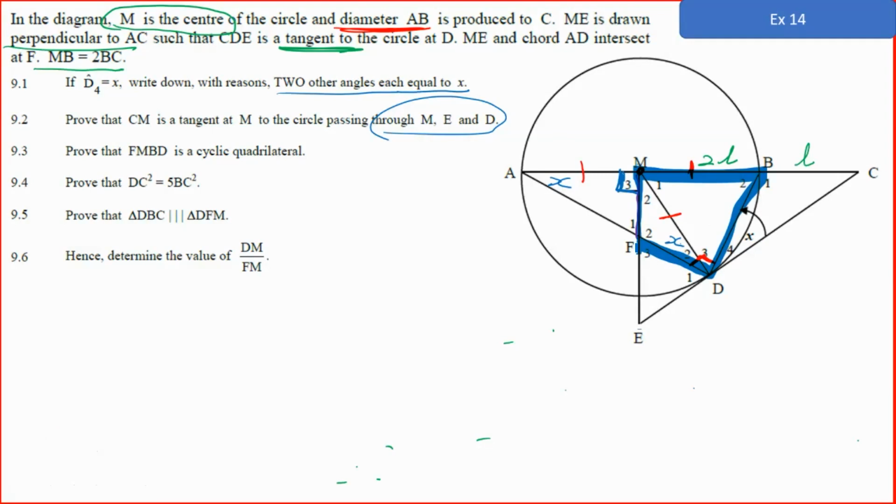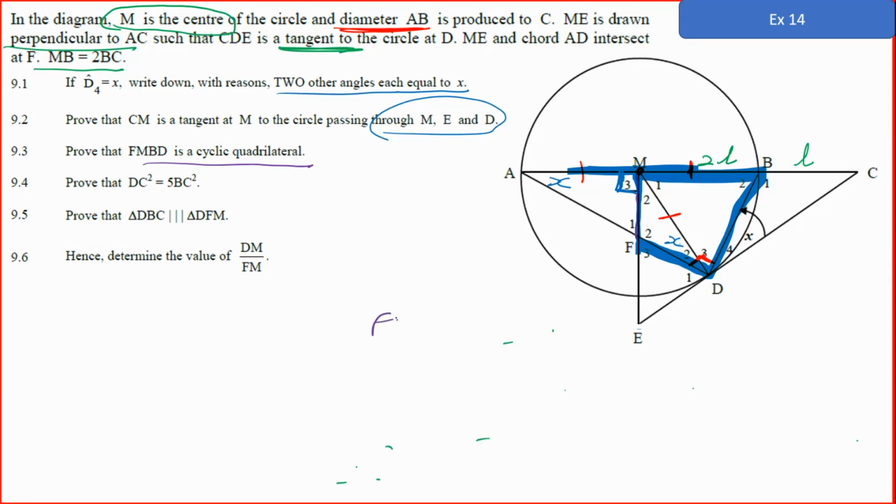We want to prove that FMBD is a cyclic quad. We're going to use the same principle. Anyone can help me out? So if there was a circle passing, what would M3 actually be equal to? If it was a cyclic quad, M3 would actually be equal to FDB. Would you agree with that? Yes, sir. So we have to now prove that M3 is equal to FDB.